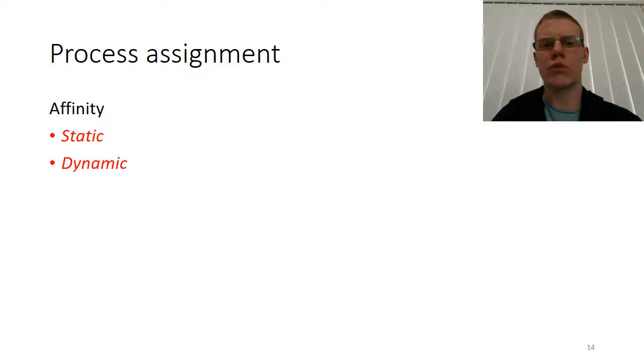So the first way we can break down the assignment of processes to CPUs is whether the assignment is static or dynamic in terms of the lifetime of the process. So in the static regime, when we assign a process to a CPU, it remains running on that CPU for its total life.